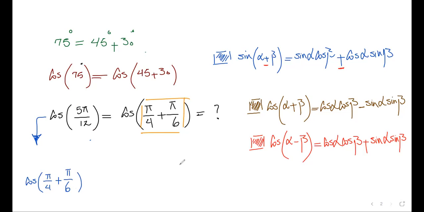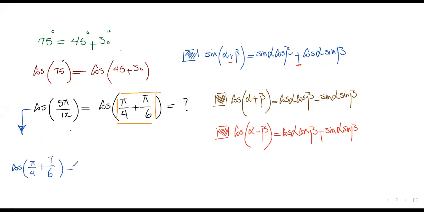Sorry, I don't know why I cannot write here at the bottom of the page. Let me bring it a little bit up. Yes, it becomes cosine of pi over 4 plus pi over 6 equals, I use the first identity on the top because this is plus, cosine of pi over 4. You don't mind if I just go to the next page and start from the top?